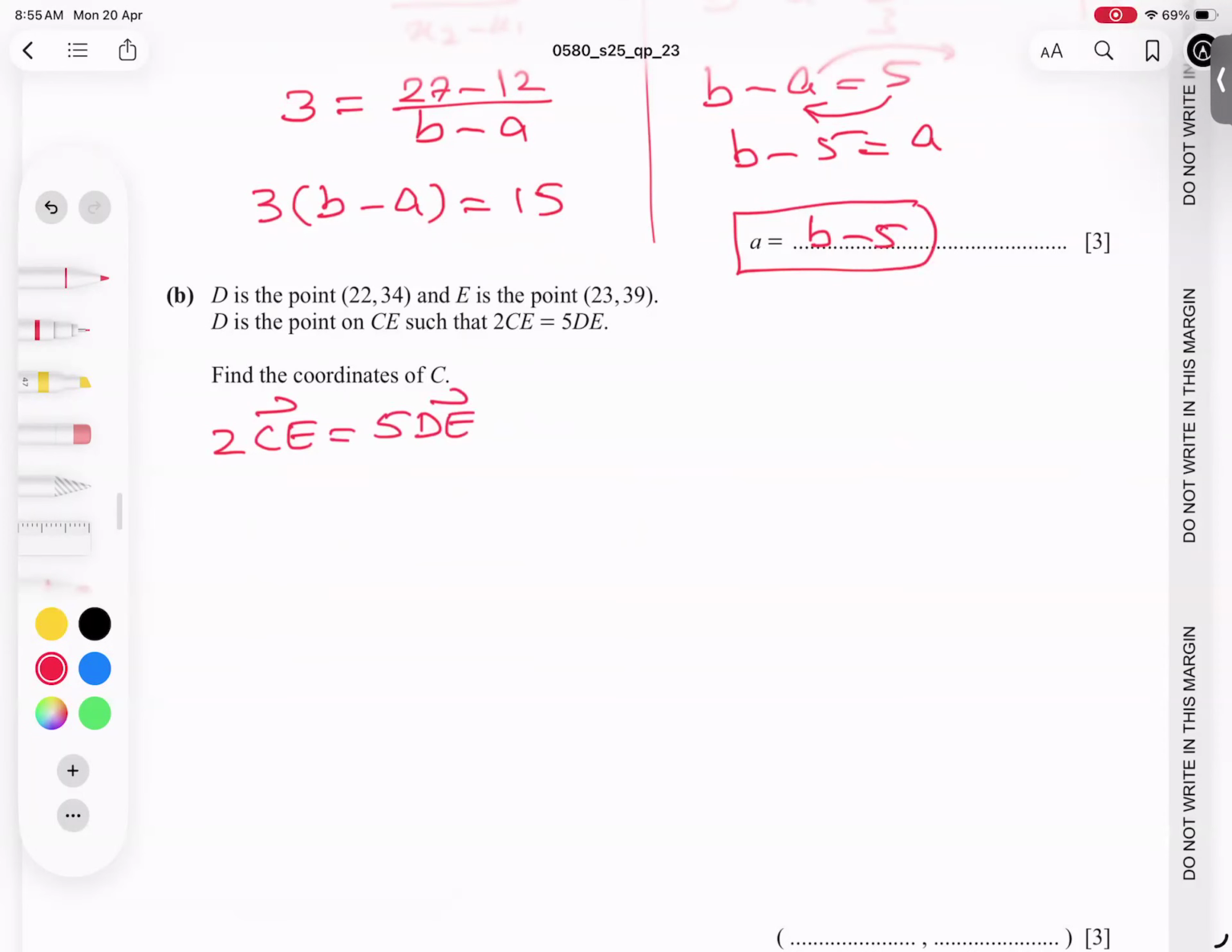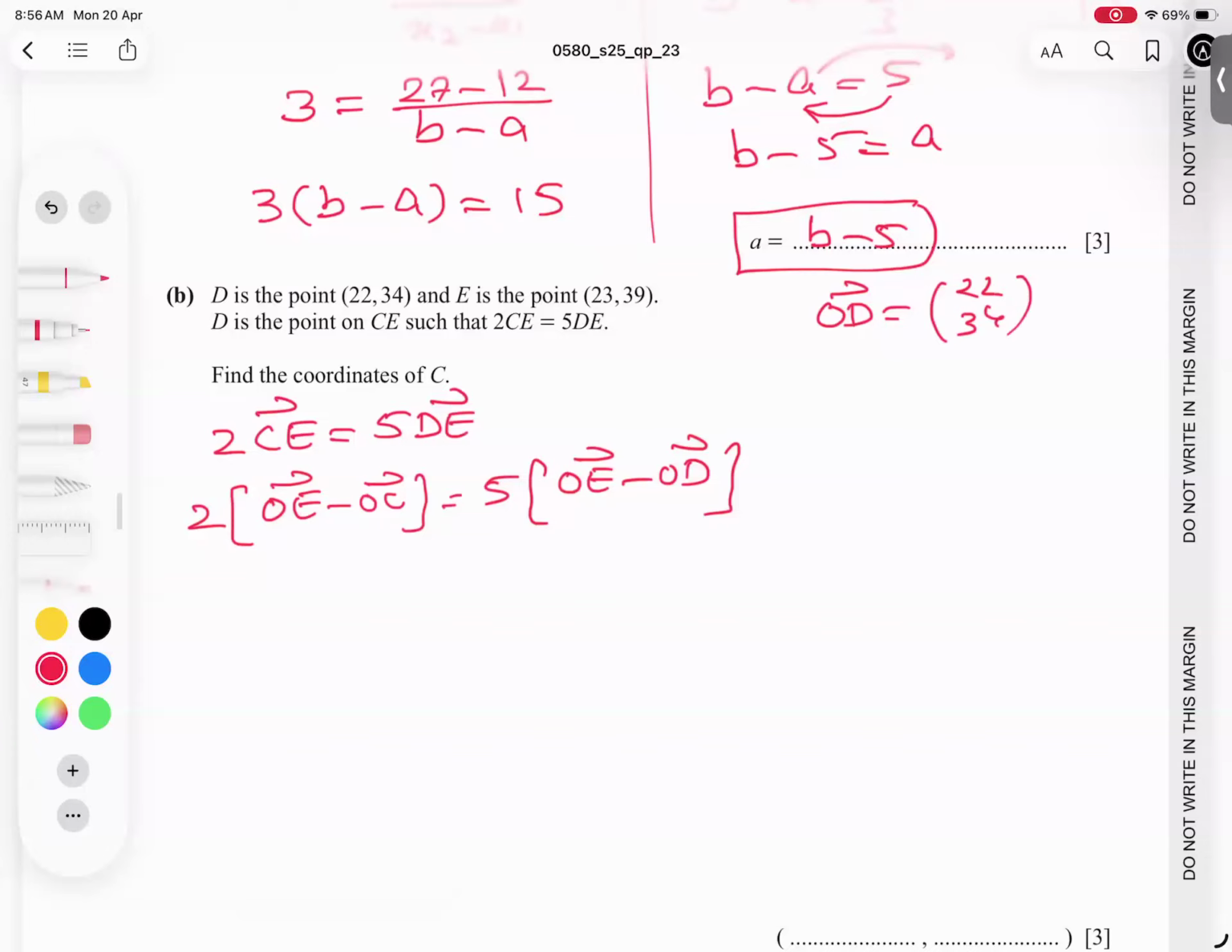Because I'm looking for the C coordinate, how can I write it? 2 times (OE minus OC), and 5 times (OE minus OD). I think you are already familiar. Okay, this is D, but if I introduce O before it, it becomes OD, and that is 22 and 34. And this is E. If I introduce O before E, this becomes a column vector. I think now we have this number and this number.